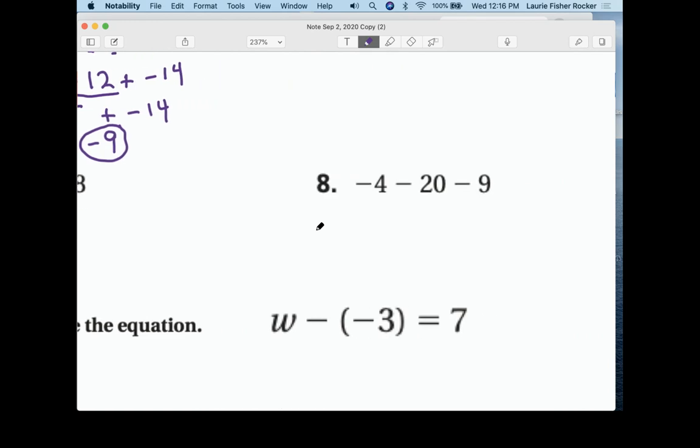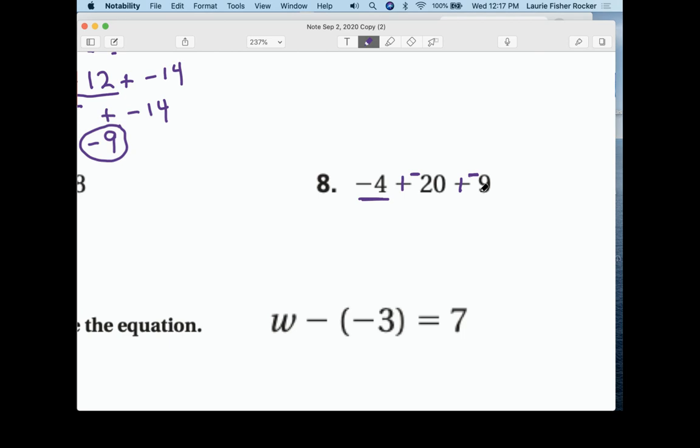So let's see how that works with number 8. Okay, again, the front number stays the same. We never change that. So it's -4 minus 20. Minus 20 is the same thing as adding the opposite of 20, so adding -20. So -4 plus a -20 minus 9. Minus 9, add the opposite, so -9. So -4 plus a -20 plus a -9.